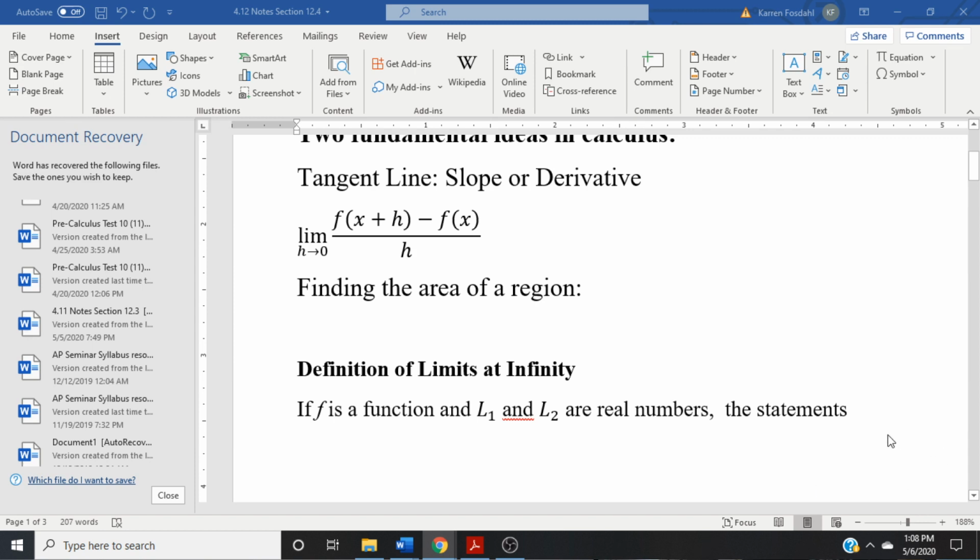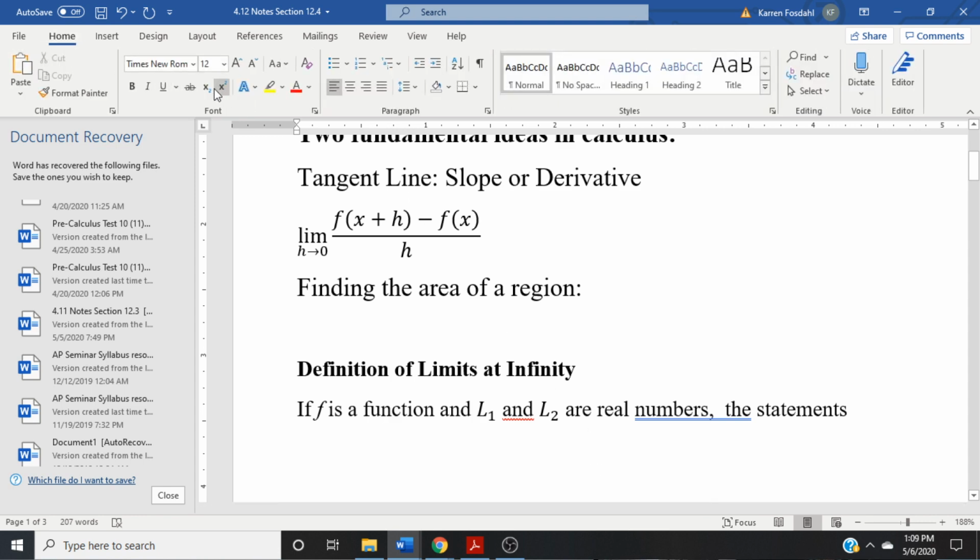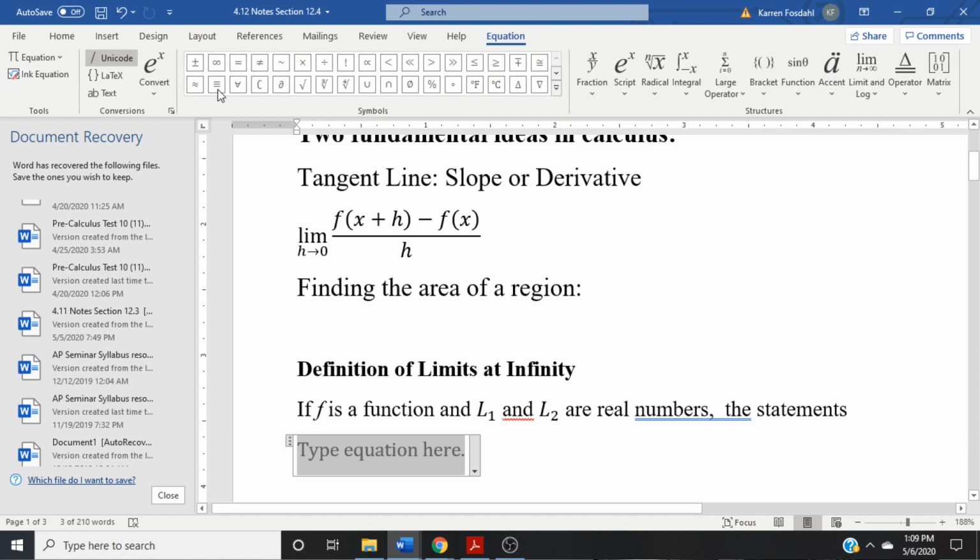Okay, the statements. What are the statements that we're looking at? So the statements, the limit as x approaches negative infinity.